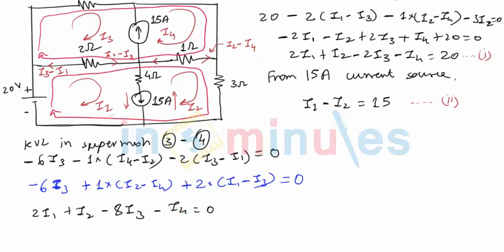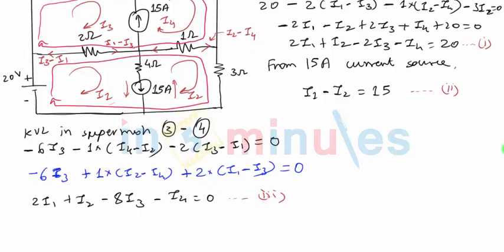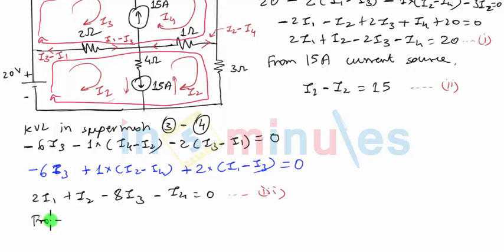So this is my third equation which we have got, and I'll now get one last equation which will be from 15 ampere current source once again. So from 15 ampere current source, this time you can see I3 is flowing in downward direction, I4 is flowing in upward direction, and 15 amperes is also flowing in upward direction. So 15 will be difference between I3 and I4, but because I4 and 15 amperes are in the same direction, it will be I4 minus I3 equal to 15. So that's my equation 4.